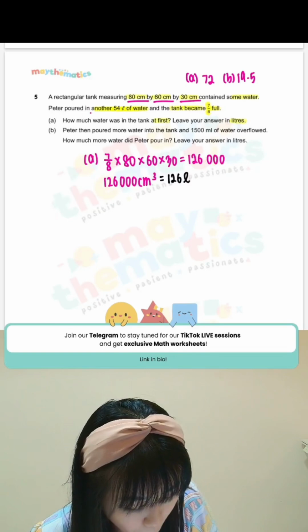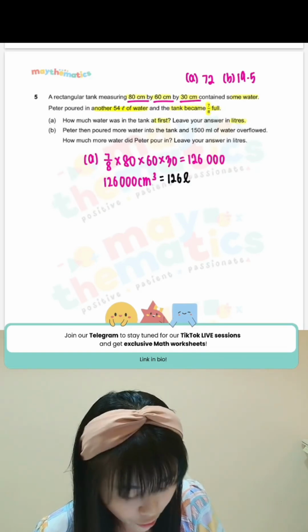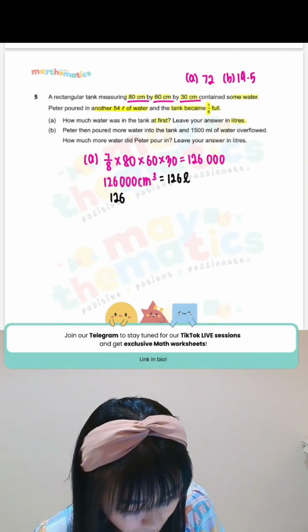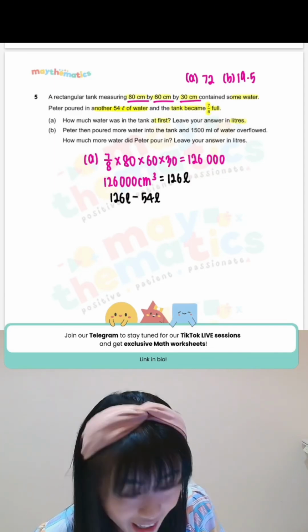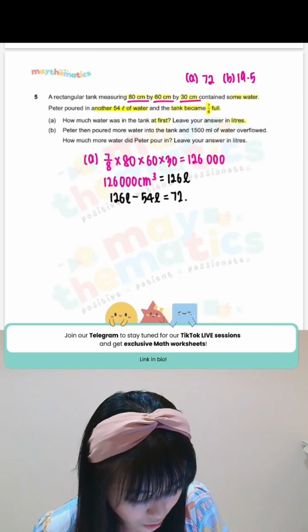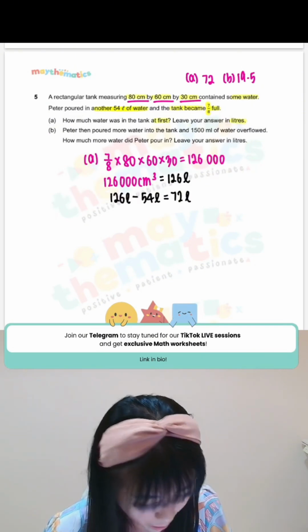Remember, just now you poured in 54 liters of water. So to get back the water at first, you must take 126 liters, which is the water you have now, minus away whatever you have poured. That's how you get 72 liters. How much water at first? Very good. So you all tell me 72 liters, part A.